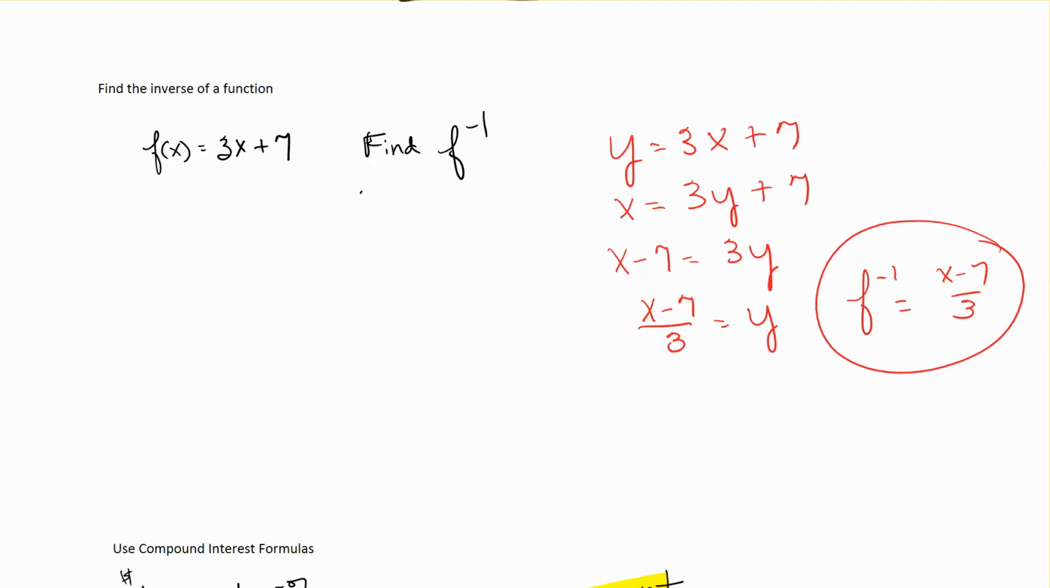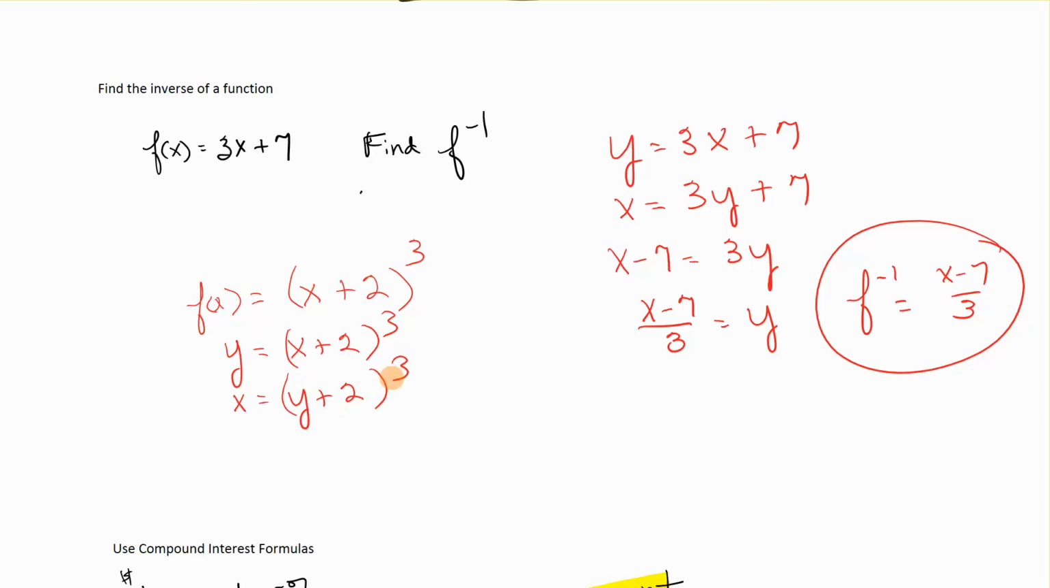Be careful if you have something to a power. Let's do another one. So if you had f of x equals x plus 2 cubed. All right, so we're going to make that y equals x plus 2 cubed. We're going to switch x and y. Now we've got to solve for y. That's not as easy because we've got this cubed. So to get this out of the cubed, we want to take the cube root of both sides. If it were to the fourth, we'd take the fourth root of both sides. If it were the sixth, we would do the sixth root.